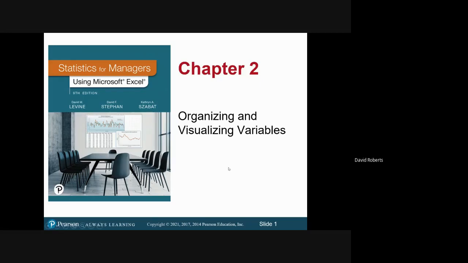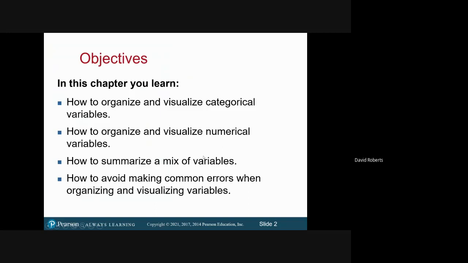Welcome to Chapter 2, which has to do with organizing and visualizing variables. This chapter has to do with charts, line charts, bar charts, Pareto charts, those kinds of things that you have seen many times in your life. How to organize the data and make it visually appealing rather than just presenting a spreadsheet with a bunch of numbers. How to summarize the types of variables, so collect them and put them into meaningful categories, and avoid some of the common mistakes. Certain bar charts are better for presenting certain types of information, and we'll go through that.